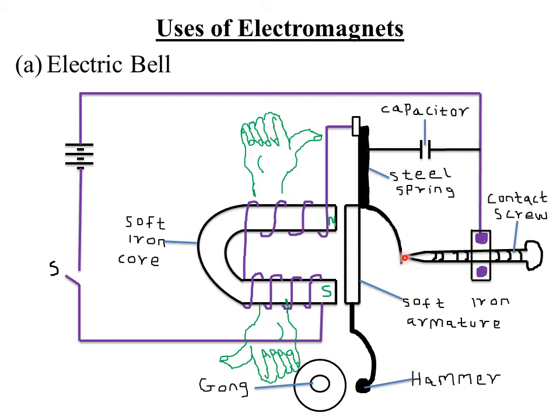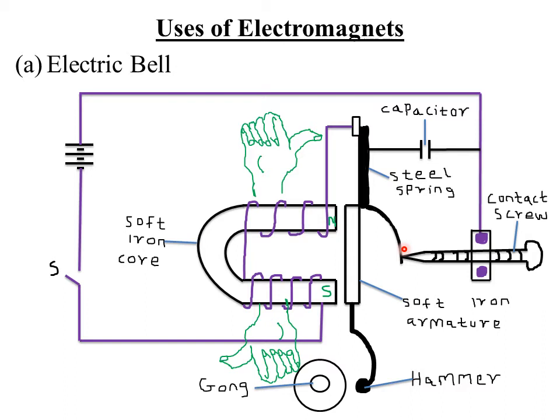So as long as the switch S is closed, the hammer strikes the gong repeatedly, making continuous ringing sounds. Now the steel spring and the screw contact, where the current is automatically switched on and off, constitutes a make and break mechanism. So that is, at this particular position where contact is made, and after some time it is broken. It makes what we call a make and break mechanism.